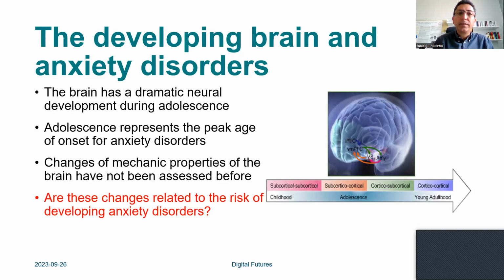Okay, we are interested in the developing brain and anxiety disorders. So during the adolescence, there's a dramatic development of the brain. And it has been shown that between childhood and adolescence, there is a peak of the onset of anxiety disorders. And so far, mechanical properties of the brain have not been assessed. And then we're interested in seeing if these changes could be related to the risk of developing anxiety disorders. So this is the main purpose of this project.